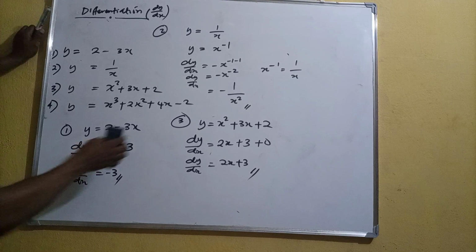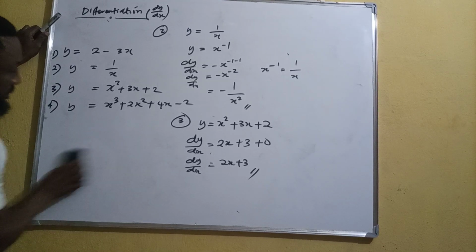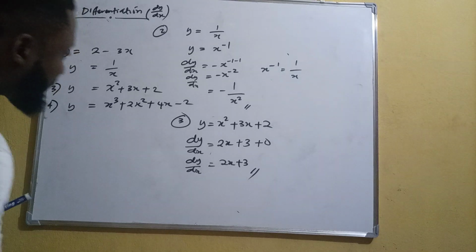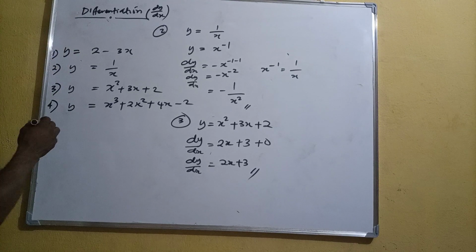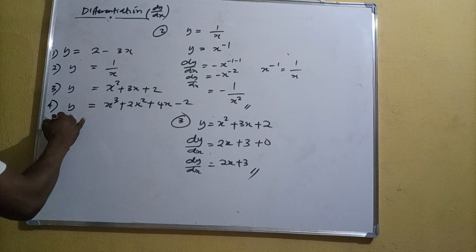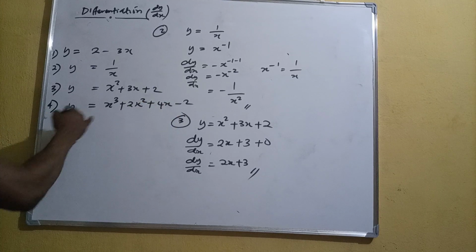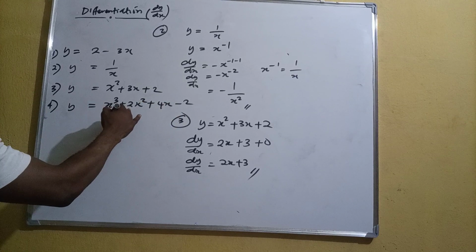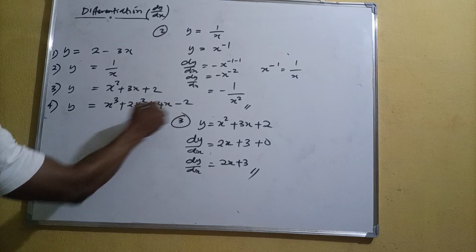So I'm going to look at the fourth question. I'm going to take my time to explain the fourth question again. Look at the fourth question. This is what we are solving. y is equal to x raised to power 3 plus 2x squared plus 4x minus 2.